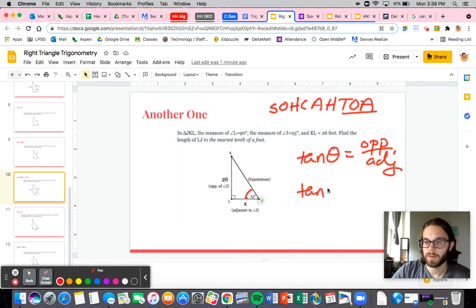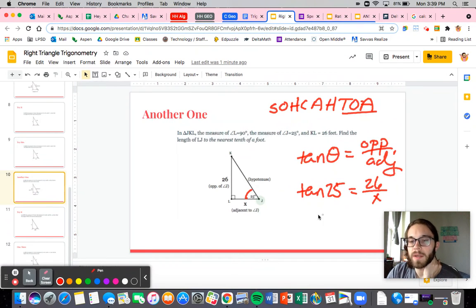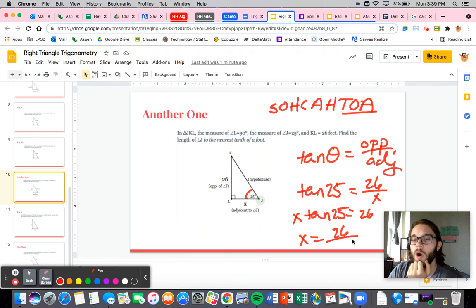So tangent of 25 equals 26 over x. Okay, so again, tangent of 25 is just a number, so I can still add, subtract, multiply, divide. So I'm going to multiply by x. This is one of the situations where you have the x in the denominator, and it makes things a little bit harder. So I get x is equal to 26 over tangent of 25.